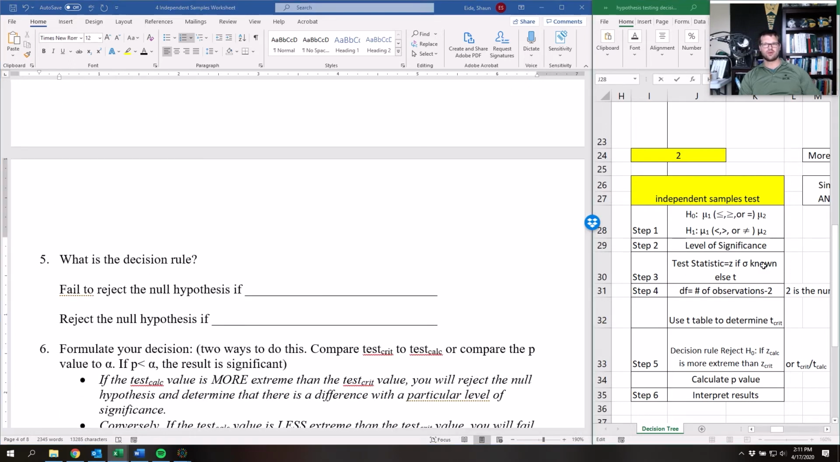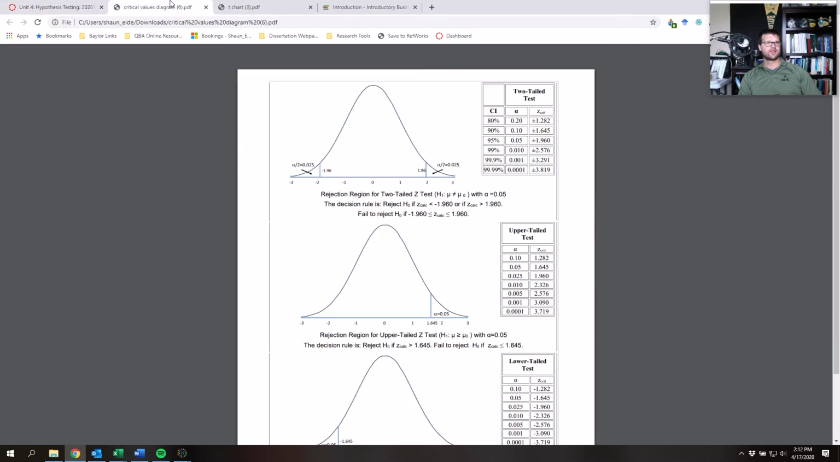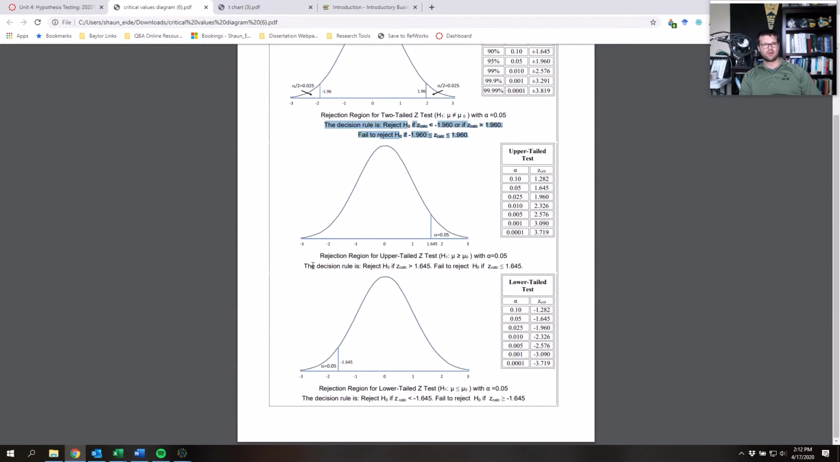Okay, so the decision rule is, we're going to pull something out really quick. We've got the critical value diagram, and this is a two-tailed test. And you notice I have these decision rules literally written out, and so for a two-tailed test, it's almost always going to follow this exact setup. For one-tail upper, it's going to follow this setup. For a one-tail lower, it's going to follow this setup. So just follow it right along.